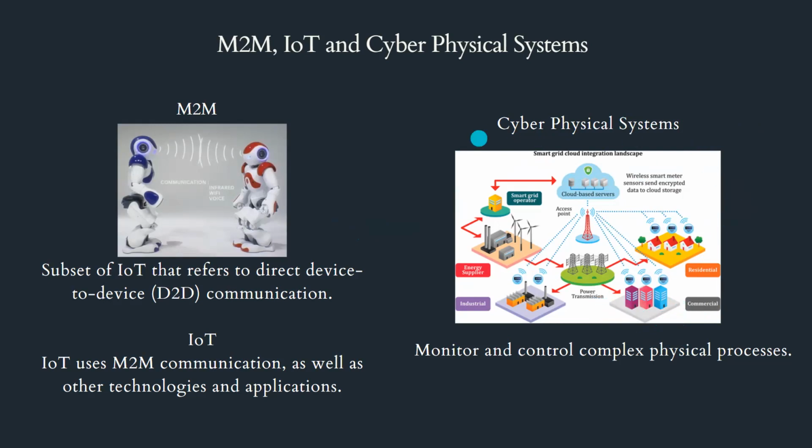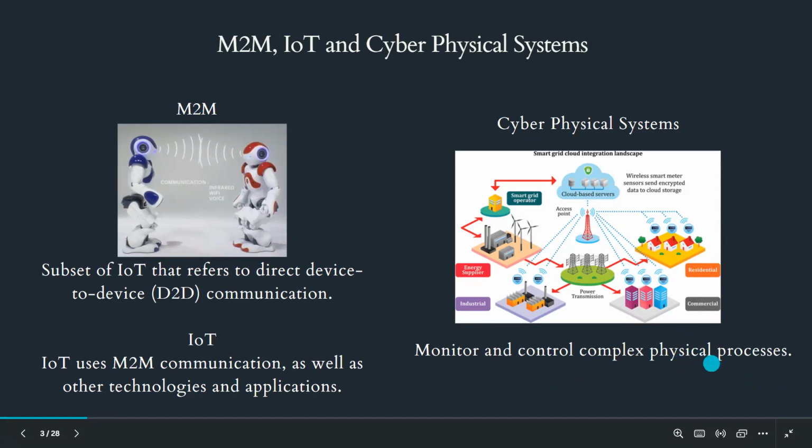Cyber physical systems actually consist of systems that can autonomously monitor and control complex physical processes. So it's something that can make decisions and control some processes at the edge of the network, for example.